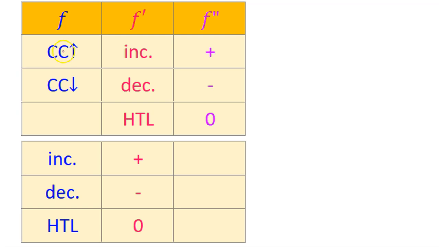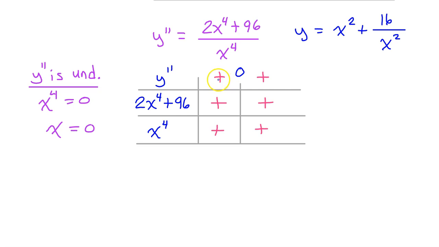Y will be concave up wherever y double prime is positive, and y will be concave down wherever y double prime is negative. Y will be concave up from negative infinity to 0 and from 0 to infinity. Be careful. It looks like we have two consecutive positive intervals, so it's tempting to say that y will be concave up from negative infinity to positive infinity. But y double prime, and in fact y itself, is undefined at 0, so we cannot include 0 in the interval, so you do have to split it up.